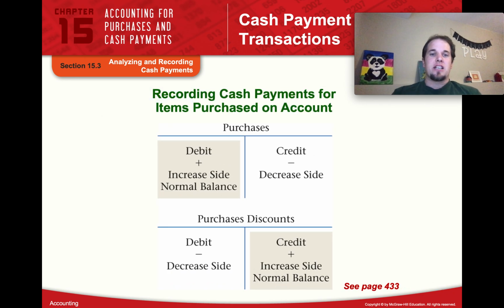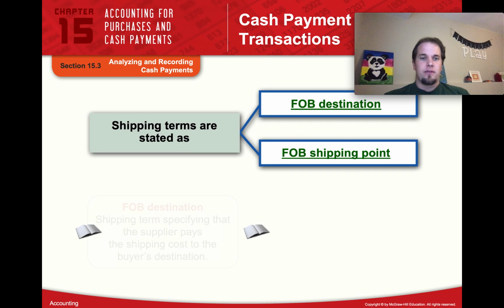Now, recording cash payments for items purchased on account. What does that look like? So instead of doing a direct payment by cash, what if it's on account? When we make the purchase, we're adding the purchase to our inventory, which would obviously be a debit, and then purchase discounts we would put on the credit side. If you take a look at page 433, you'll be able to see some more visuals of this scenario.